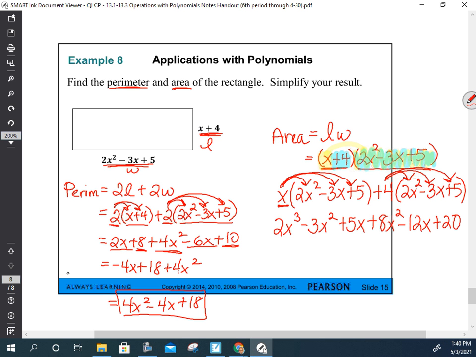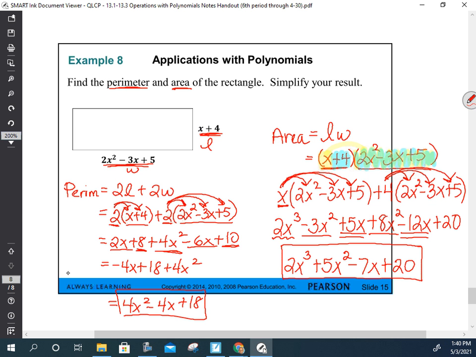Let's finish the problem. 2x to the third has no one to combine with. 2x to the third. Negative 3x squared combines with 8x squared. Negative 3 plus 8 is 5. 5x combines with minus 12x. 5 minus 12 is -7. And the plus 20 coming down. That's your area.